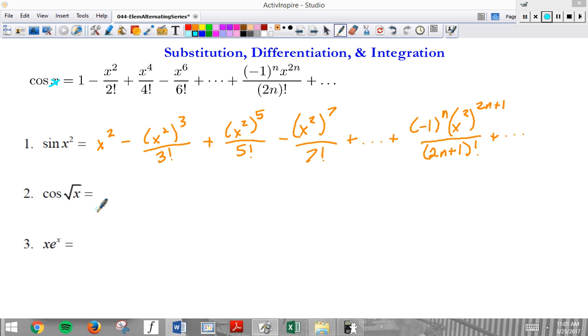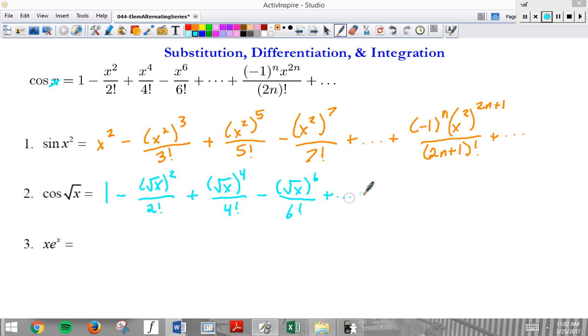So here I go. 1 minus root x quantity squared over 2 factorial. Yes, you can simplify that. You do not need to get a good score. Root x to the 4th over 4 factorial. Plus, minus, root x to the 6th over 6 factorial. The exponent and the factorial are still matching. It's so nice. It's not that hard to remember.